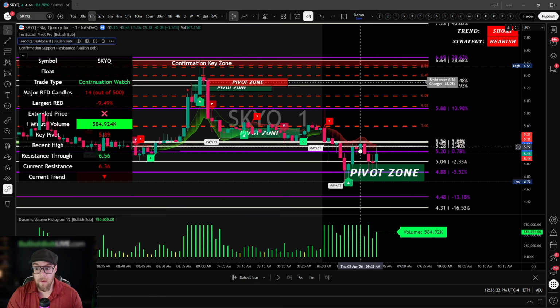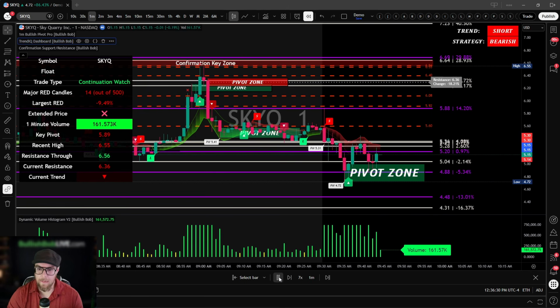We're trading around $5, right? This is a back end of the move. We're not believing in this to be continuation. This is a bounce watch all of a sudden. So let's hit play and see what happens.